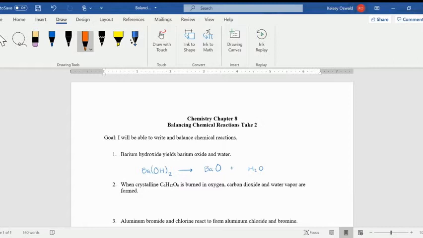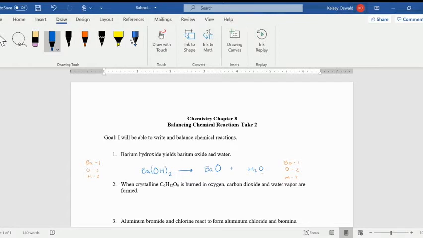So from here, once we have our formulas written, now we want to make sure we have an equal number of all the elements on either side of the reaction arrow. On our reactant side, we have 1 barium, 2 hydrogens, 2 oxygens, because we have that OH 2 times. On our product side, again, we only have 1 barium, 2 oxygens, and 2 hydrogens. So we already have an even number of each element on either side of our reaction arrow, so we know it's already balanced.